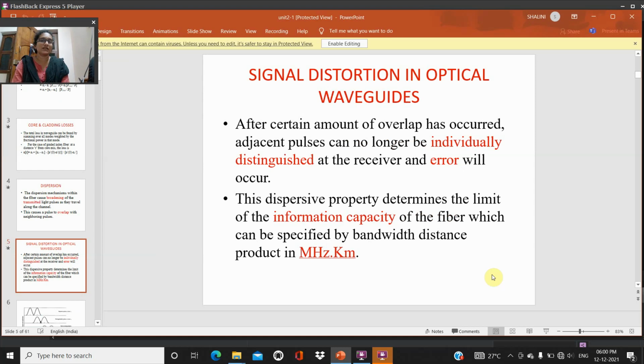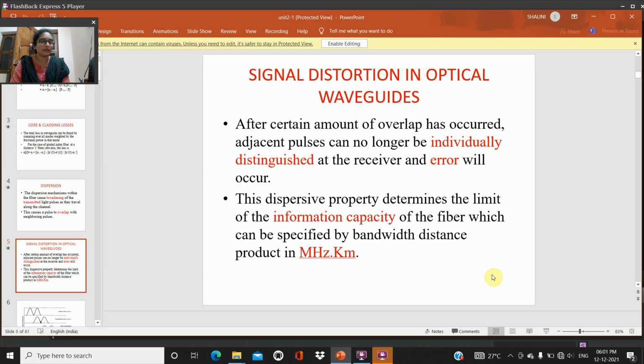So signal distortion in optical waveguides. After a certain amount of overlap has occurred, adjacent pulses can no longer be individually distinguished at the receiver and error will occur. So these two adjacent pulses will be overlapped, meaning there will be no proper signal. So error will occur.